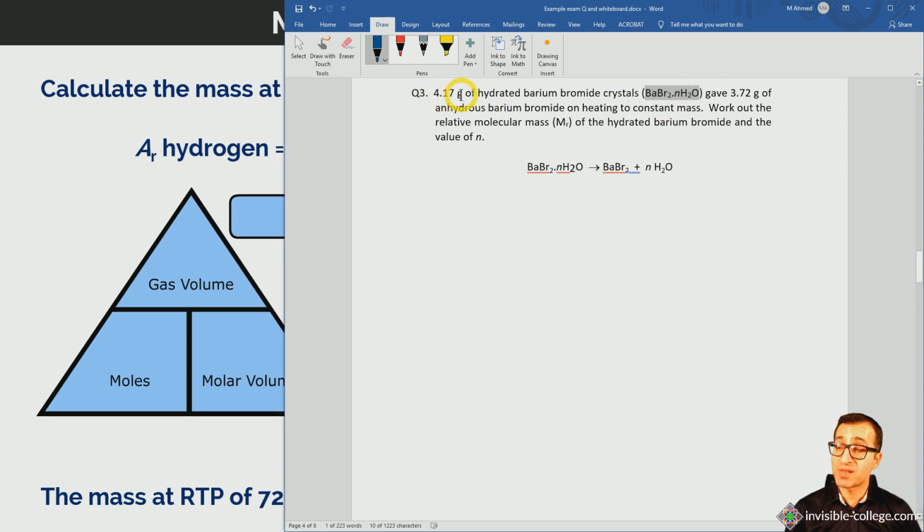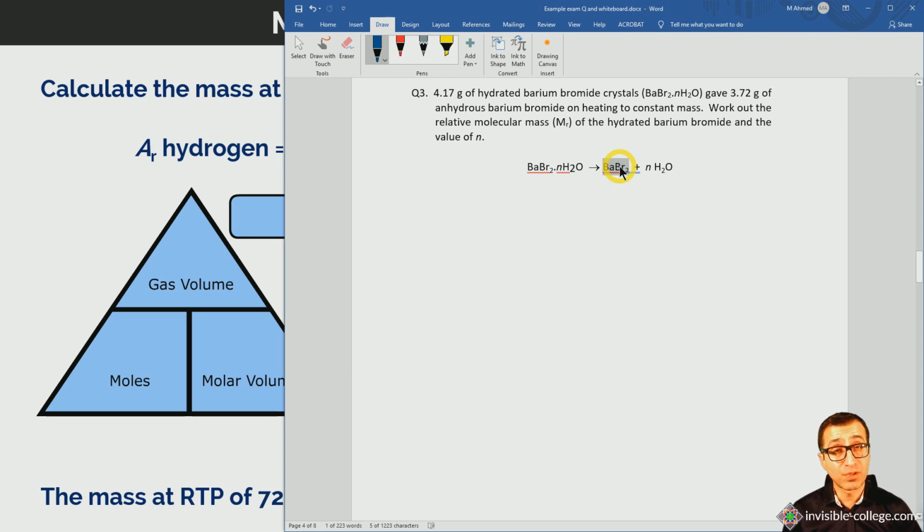So we have 4.17 grams of these hydrated barium bromide crystals. Now, this gives 3.72 grams of anhydrous barium bromide. Anhydrous means with no water of crystallization. So anhydrous barium bromide just has the formula of barium bromide, BaBr2. It has no water molecules associated with it. But by heating this to constant mass, what this means is you take your hydrated crystals and heat them, and as you're heating them, the water of crystallization is driven off the crystals until eventually you just have the dry anhydrous crystals.